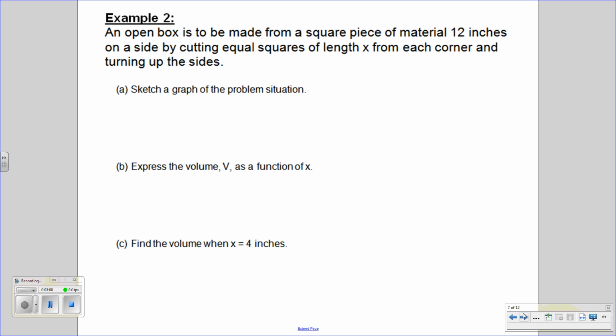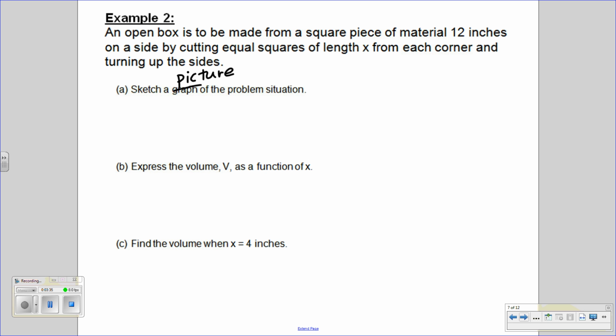All right, let's look at another problem. This says an open box is to be made from a square piece of material 12 inches on a side by cutting equal squares of length x from each corner and turning up the sides. Let's sketch a picture of the problem situation.